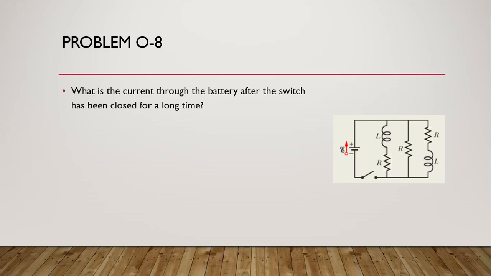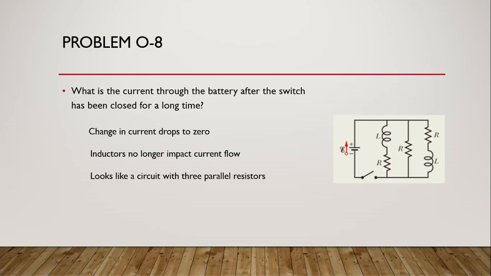Now after the switch has been closed a long time, the change in current goes to 0, and so the inductors no longer have any impact on current flow. So what this would look like at this point is a circuit with 3 parallel resistors. We can calculate the equivalent resistance: 1 over 9 plus 1 over 9 plus 1 over 9 equals 1 over R_eq. You get 3 over 9 equals 1 over R_eq, so R_eq equals 9 over 3, which is 3 ohms. And so the total current through the battery is 6 amps after a long time has progressed.